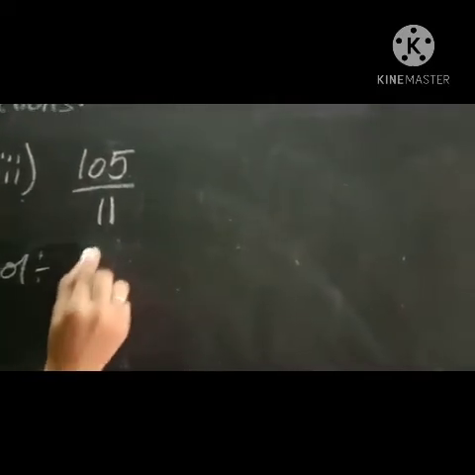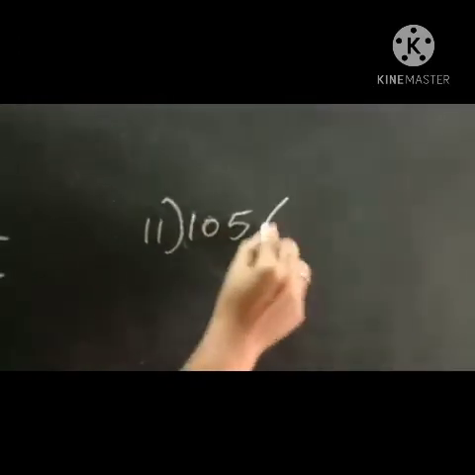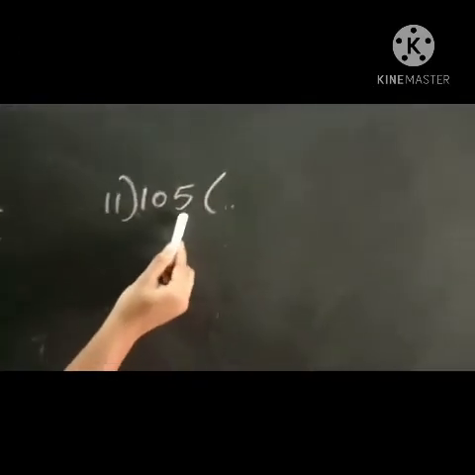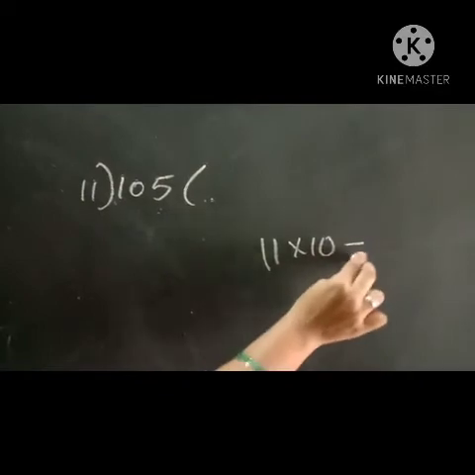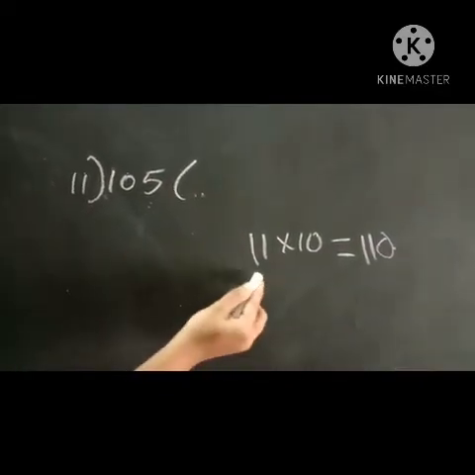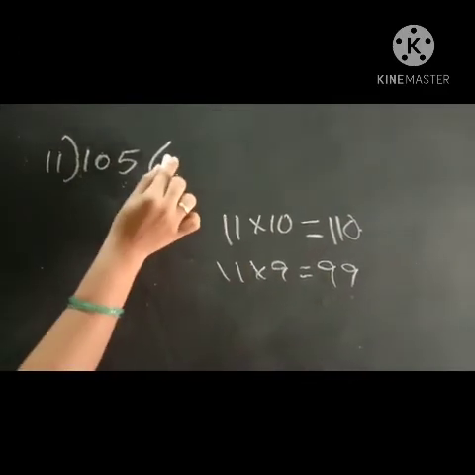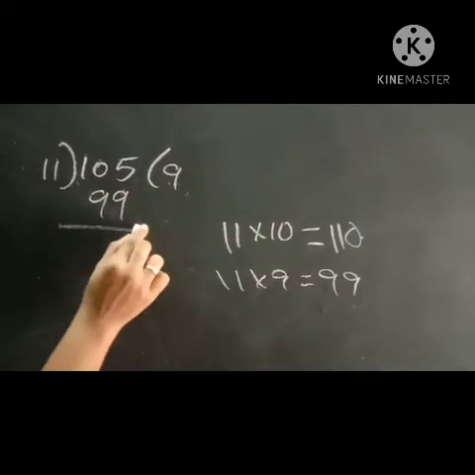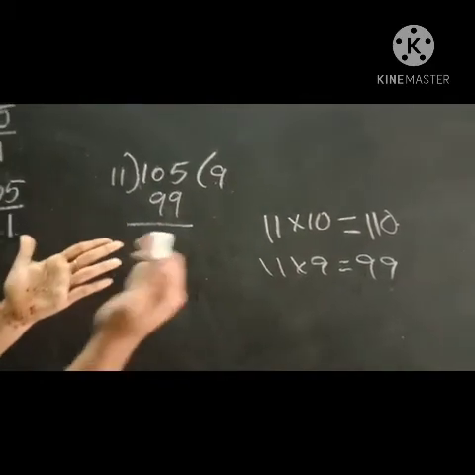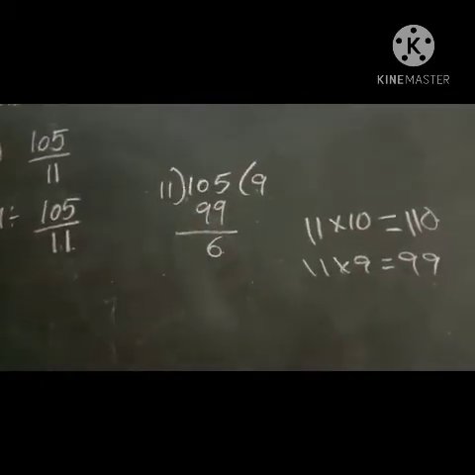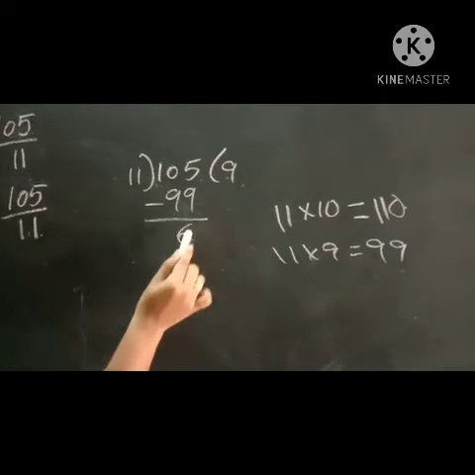Next, see the third question, see the third one. 105 by 11. So we have to do the division of 105. In the 11 table, is 105 there or not there? Not there. But 11 into 10, how much is 11 tens? Big number, no? So here we have to take the smaller number. 11 nines are 99. After 99 comes 100, 101, 102, 103, 104, 105. So here 6. 105 minus 99 is equal to 6.